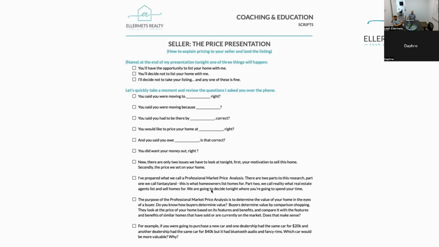Secondly, the price we sell your home for. Those are the two most important things right there. I prepared what we call a professional market price analysis. That's better than a CMA too, don't you think? There are two parts to doing the research.